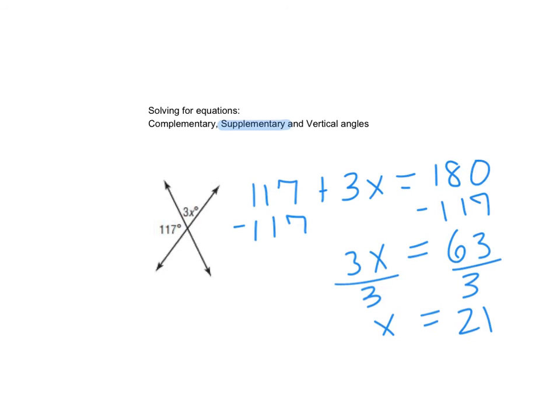So there you have it. In order to solve an equation when you have a complementary, supplementary, or vertical angle, determine what type of angles you have, and then set up your equation and solve.